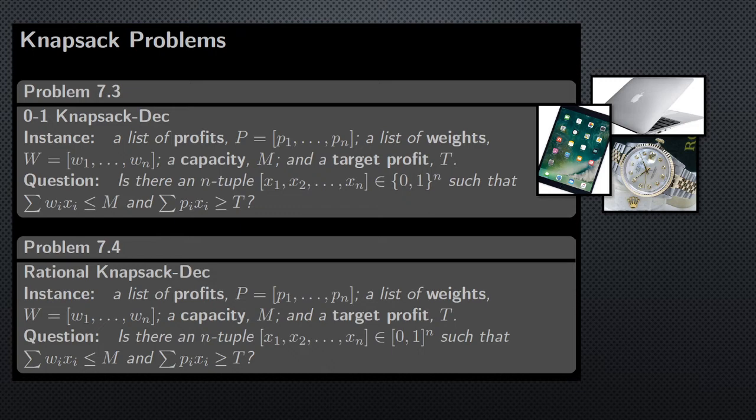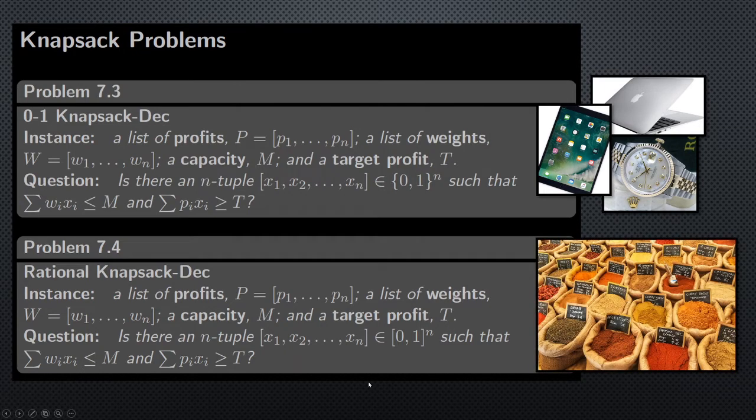Yes or no? Okay? And then there's rational knapsack, which is defined the same way, except we're allowed to slice up our inputs and take a fraction of a particular input item. So it's sort of like the bulk barn knapsack decision problem.